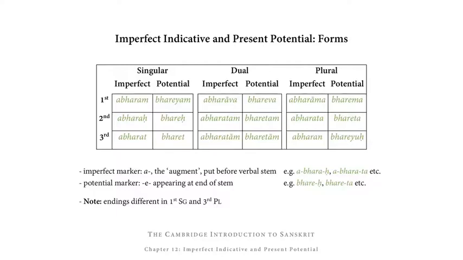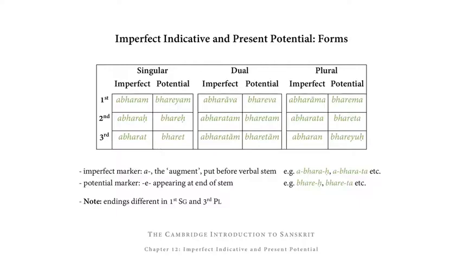If we continue to the dual, we there see that we have, again in the imperfect, all the forms beginning with a, the past tense marker. Then we have the exact same stem as in the present, para, para, para. And then we have our new endings for the imperfect, namely va, tam, and tām.